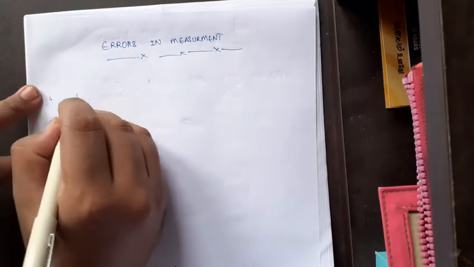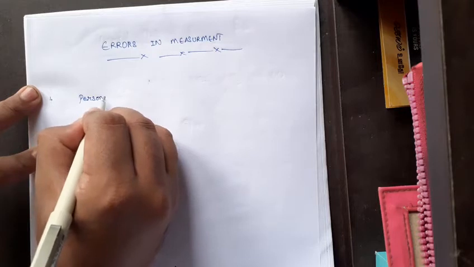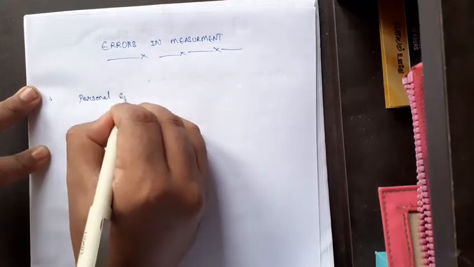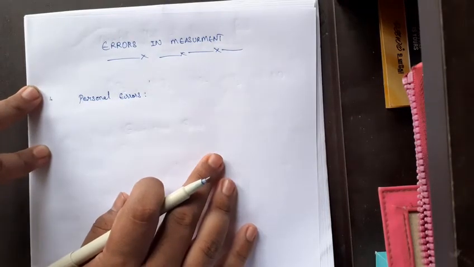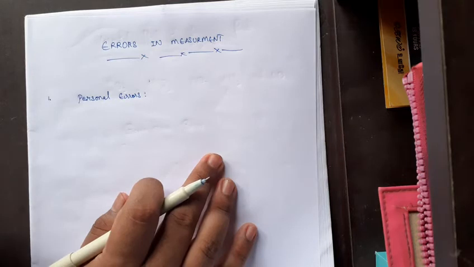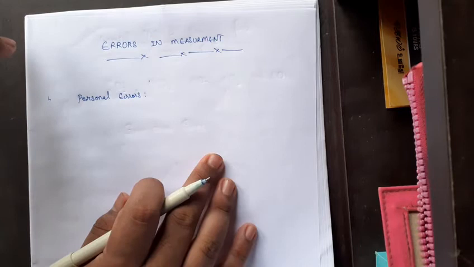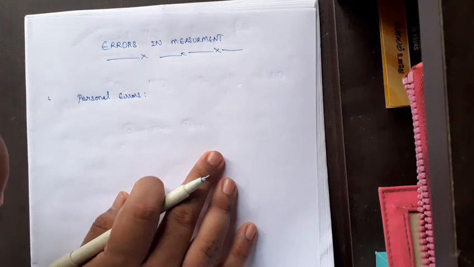First one would be personal errors. This is one type of error which usually happens due to a fault lying in the observer. So the one who is taking the measurement, usually this kind of error happens because of him. Either he'll be taking the measurement in a wrong way, such as a parallax error.